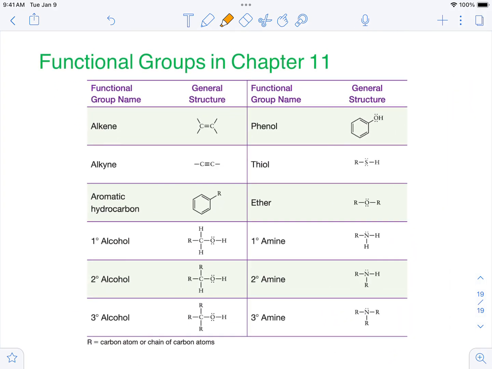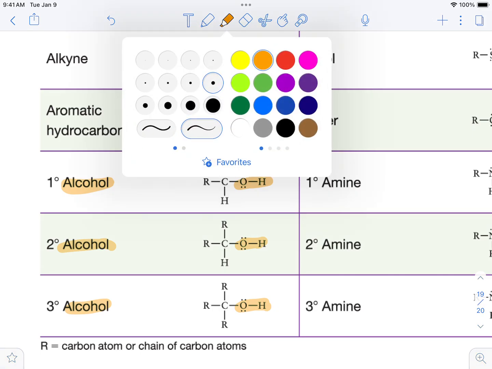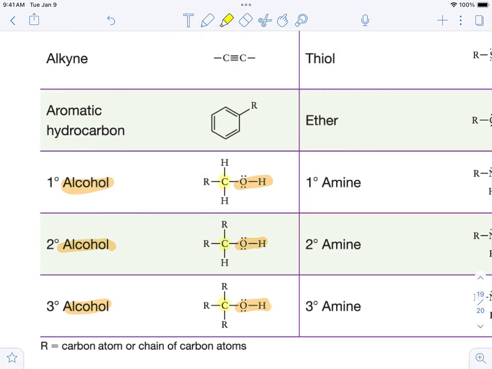So this is a nice table which I like. This is summing up all the functional groups we looked at in chapter 11. So you have your alkenes and your alkynes, your double and triple bonds. You have your aromatic hydrocarbon in this cyclic shape. You have your primary, secondary, and tertiary alcohols. Alcohol being denoted by your OH. And then the primary, secondary, and tertiary comes from the C that is attached to the OH, and you're counting how many R groups are attached to that. So if it's 1 R, it's primary, 2 R is secondary, 3 R is tertiary.